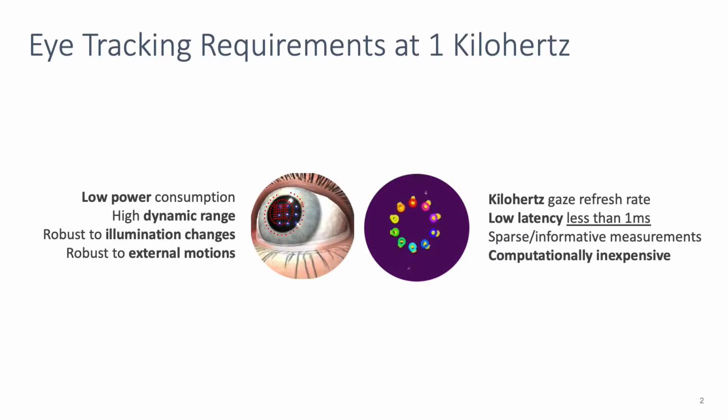Eye tracking is an important technology for building AR and VR headsets, and in this work we show how to provide low-latency eye pose estimates at 1 kHz refresh rates. This fast sampling is motivated by applications like foveated rendering and because the human eye can move at speeds as fast as 500 degrees per second. At the same time, eye tracking has to satisfy constraints like low power, high dynamic range, and be computationally inexpensive.